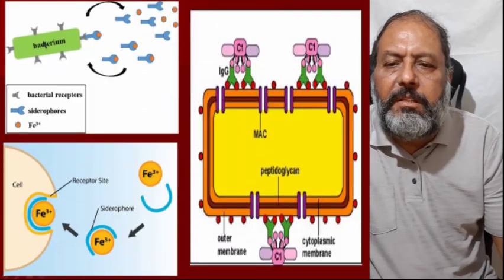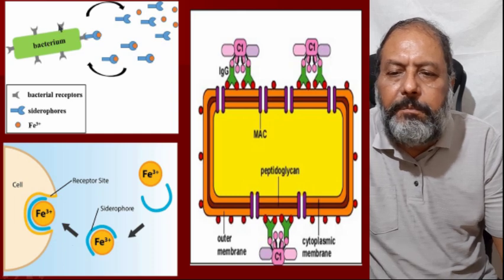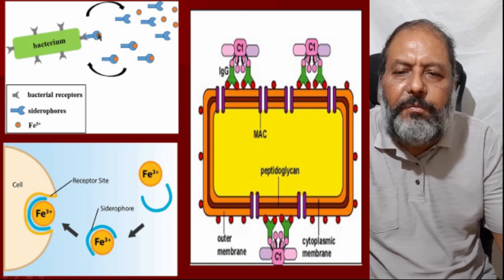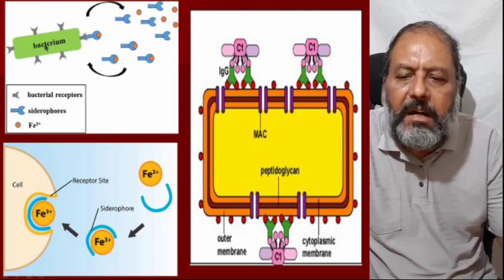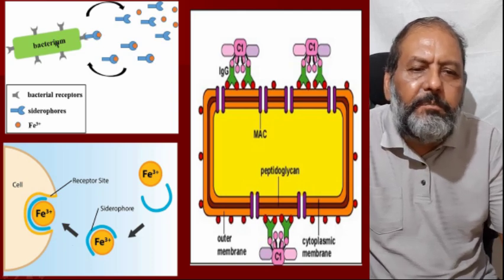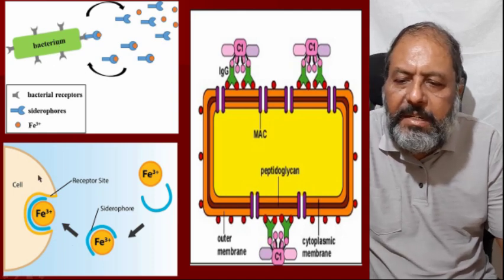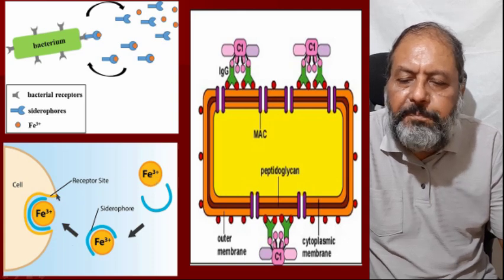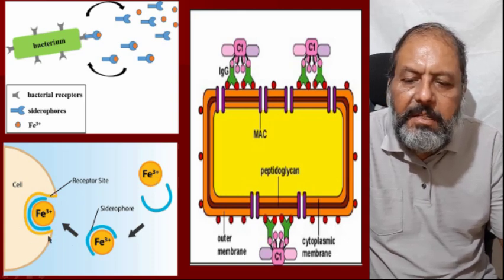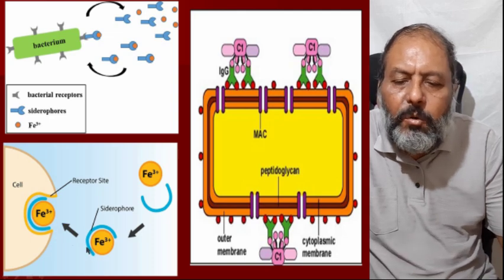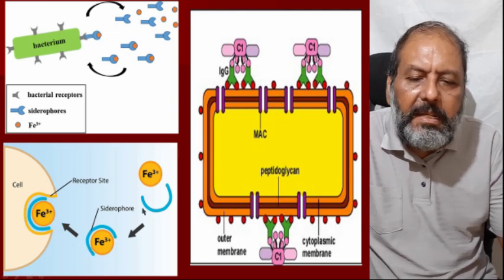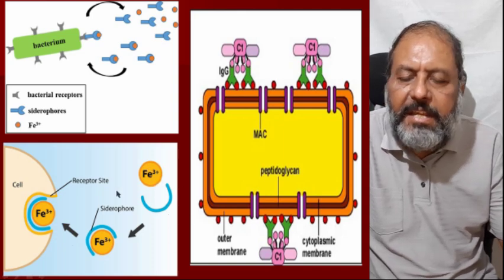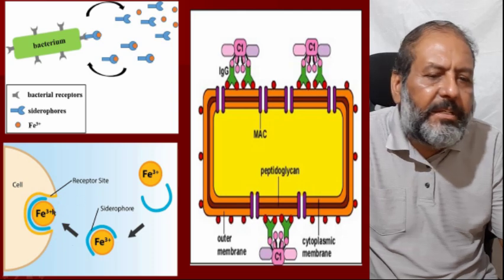Here one can see the bacterium and the bacterial receptors, which have the siderophores that are capable of getting the iron inside the bacteria, and the bacteria start multiplying. Similarly, here one can see the bacterial cell and the iron molecule. The receptor site on the bacterial cell is going to receive the iron, but only with the help of the siderophore. And here one can see the siderophore join the iron and take the iron to the bacterial cell.